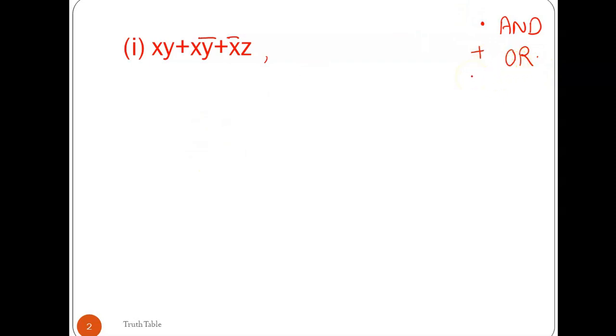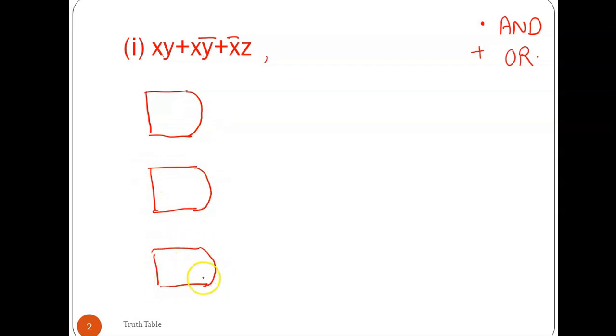If you are not clear with the basic gates and their diagrams, you can check the previous videos. So we have xy here, two inputs, and here we have x bar z. Let us start drawing. We have one AND here, one here, and one here. We will draw the first AND gate, then the second one, and then the third one. Now the inputs are x and y. So this is x and this is y.